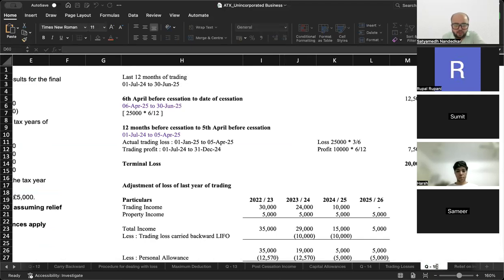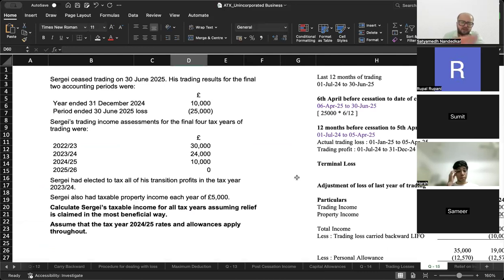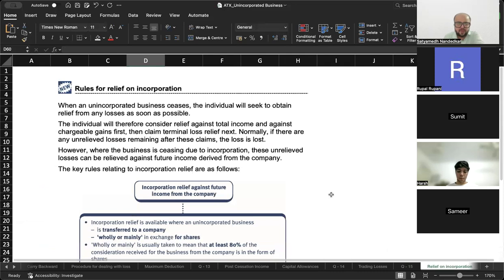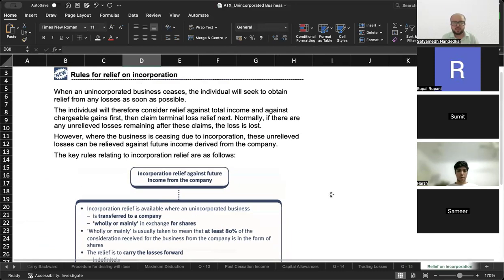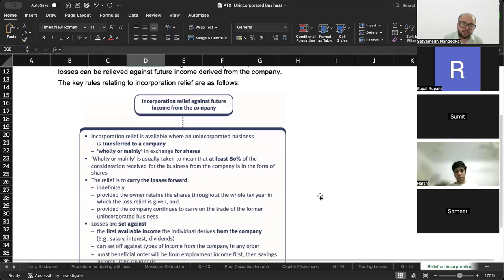This is again one question that we have done in terms of the terminal losses. Straightforward question है, एक बार देख लेना, nothing out of the way. The relief on incorporation is an interesting one. When an unincorporated business ceases, the individual will seek to obtain relief from any losses as soon as possible. Okay, so यहाँ पे क्या करना है?